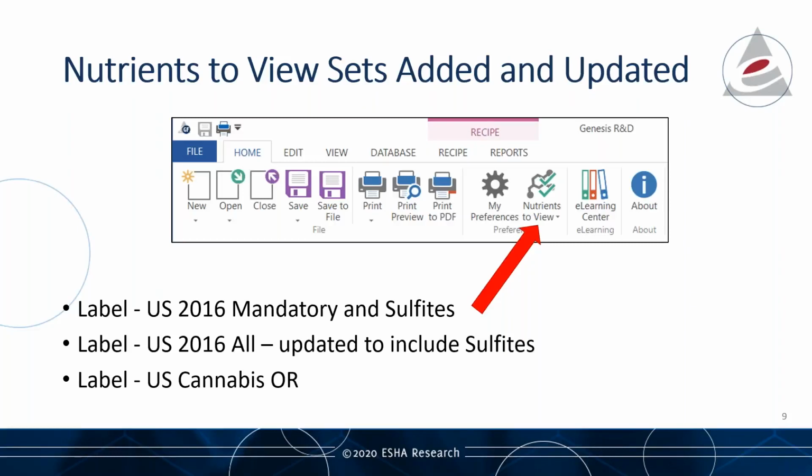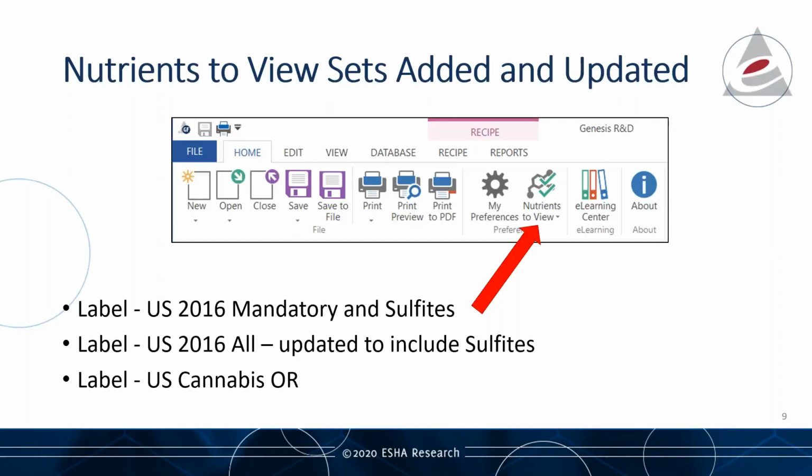So again, while sulfites is not included within the nutrition facts label itself, it is pertinent to some of these considerations. So we wanted to include that, make it easier for you to find. And then we've also added the Label US Cannabis OR, which is for Oregon, the Oregon state set of nutrients that are needed for labeling. So you can work with those anytime you're working with the nutrients to view.